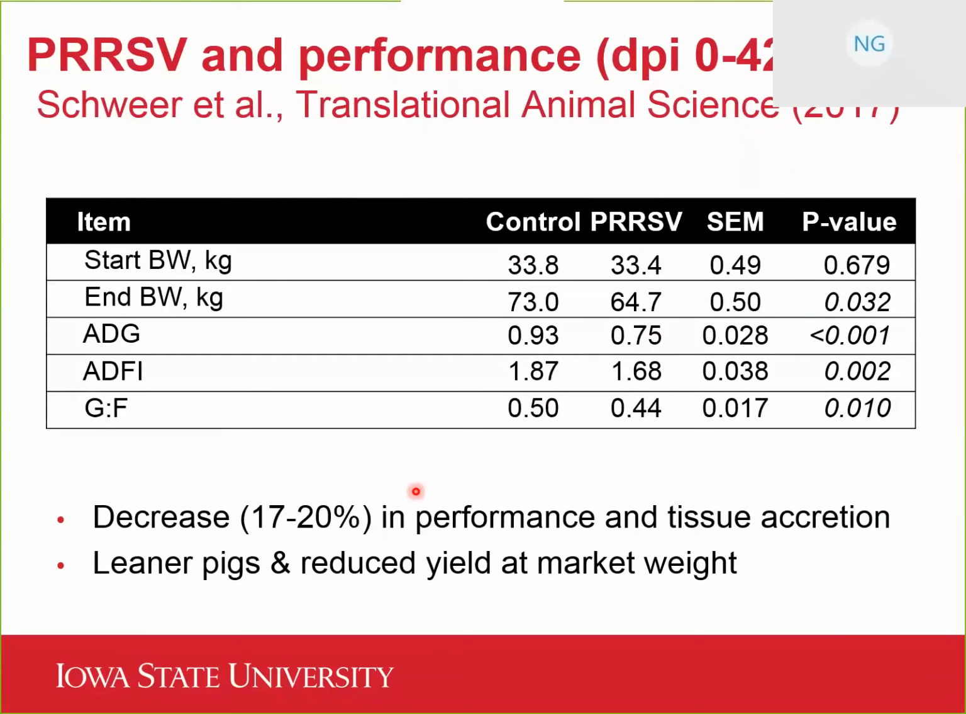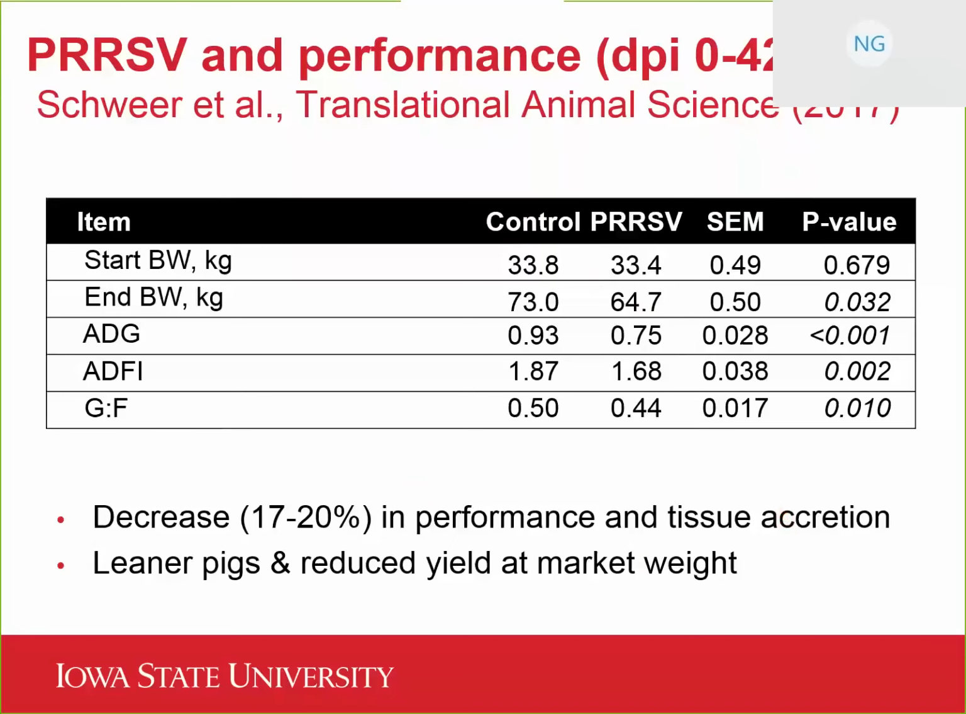But we could see over this challenge period that the control pigs outperformed the PRRS-infected pigs, with about a 15 to 20% increase in performance in our healthy pigs over our PRRS pigs. In other words, we had about a 20% decrease in pig growth rates, feed intake, feed efficiency, and also in tissue accretion, which I haven't shown here. And then if we took these pigs all the way out to market, about another 100 to 114 days post-infection, these pigs were leaner and had reduced yields when we took them to the slaughter plant.